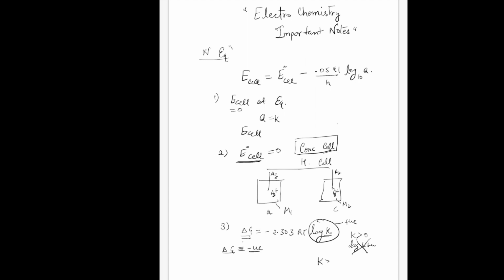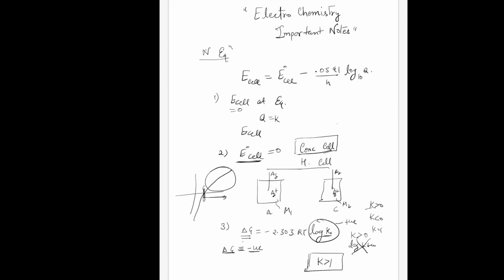K should be greater than 1, because if you see the log graph, this is 1, and only if K is greater than 1 will you get a positive value. So always remember, it's not K greater than 0, or K less than 0, or K equals 1. Obviously multiple options will come. K should be greater than 1, then only will you have spontaneity. Because I'm training students, I see so many people miss this. They always mark this one.